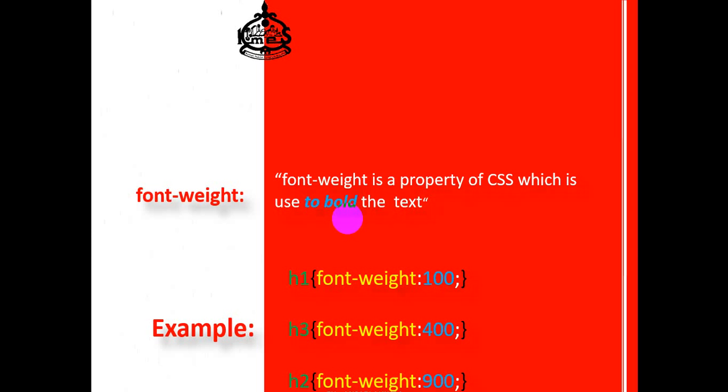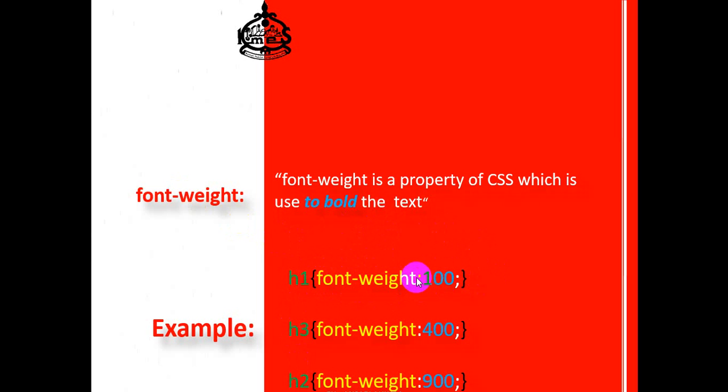As I told you, on your web page we use any number of sizes. Sometimes we use a little higher, sometimes normal, sometimes a little larger. So according to our requirement we will use font weight. For example, I am using three heading tags, that is H1, H3 and H2. Font weight is a property which is used to assign the size or thickness of the text.